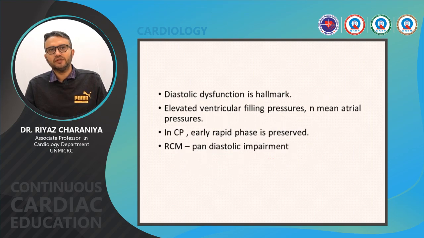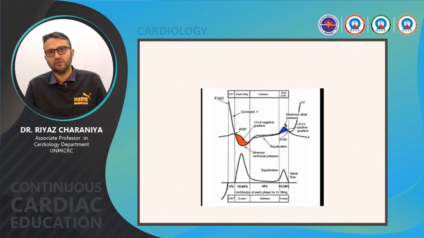In both of these conditions, diastolic dysfunction is the hallmark. There are elevated ventricular filling pressures and the mean atrial pressures are elevated. In constrictive pericarditis the early rapid phase is preserved because the myocardium is relaxing properly, and the pericardial restraint, as I mentioned, presents in late diastole. Whereas in restrictive cardiomyopathy it is a pan-diastolic impairment because the muscle itself is abnormal, so it doesn't relax properly.